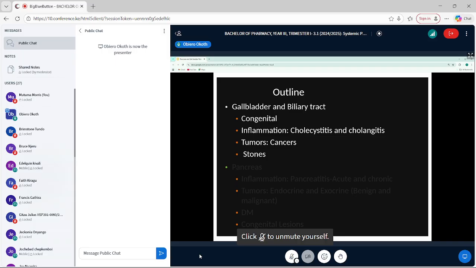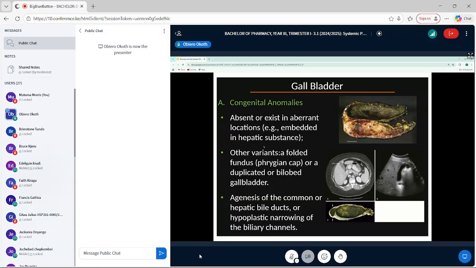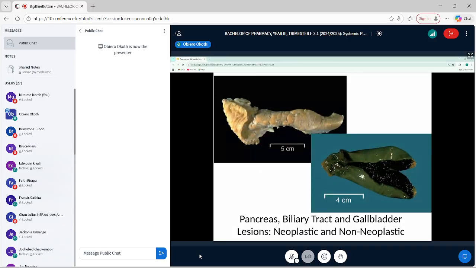And here I've said mainly stones and the inflammation. This is the gallbladder that I showed at the beginning. This is how the gallbladder normally is supposed to look. You can see it's a bit greenish. It's full of bile. This is the pancreas. This is how a normal pancreas looks. It looks yellowish, a bit irregular, and this is the part that's attached to the duodenum.